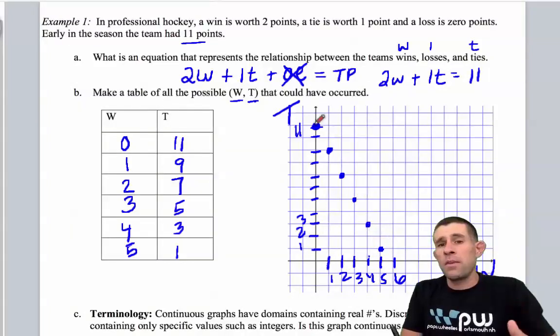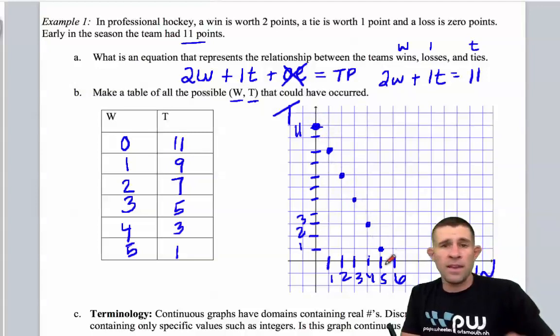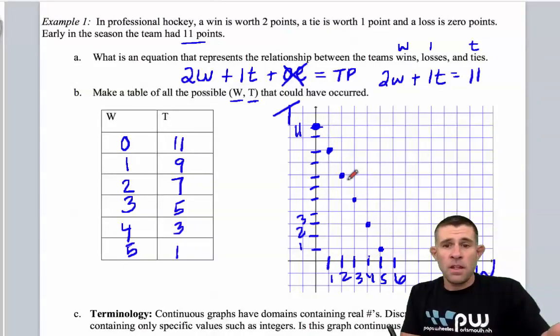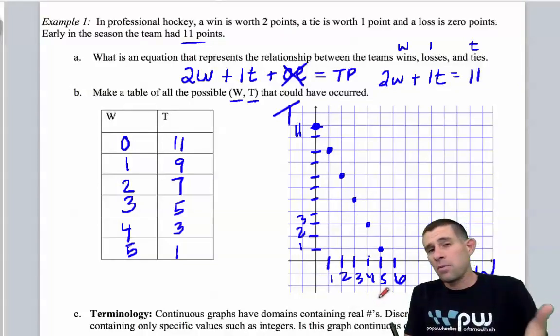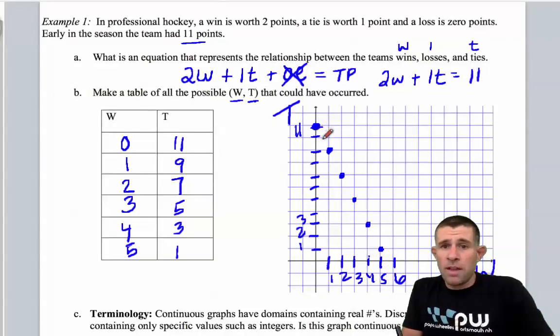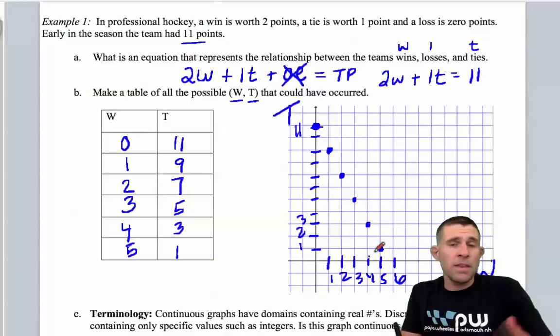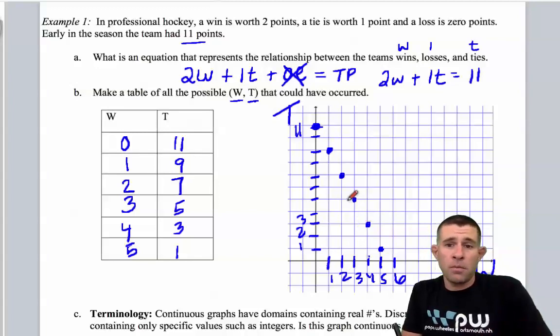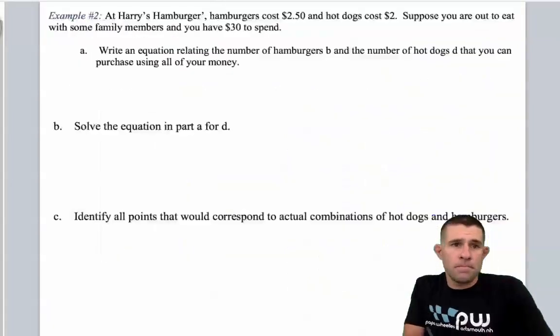Now, the reason why I'm not connecting these points is that I cannot have a fraction of a win. These are actual individual points, and when we just graph the points of a function, then this graph is going to be called discrete. In other words, it's not going to be continuous. The continuous graph would be a solid line drawn through all those points, indicating that even fractions in between those hard points there would be possible outcomes. But they're not in this case. We can only have whole number outcomes.